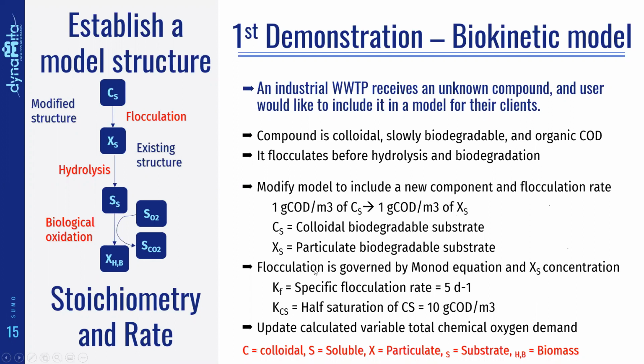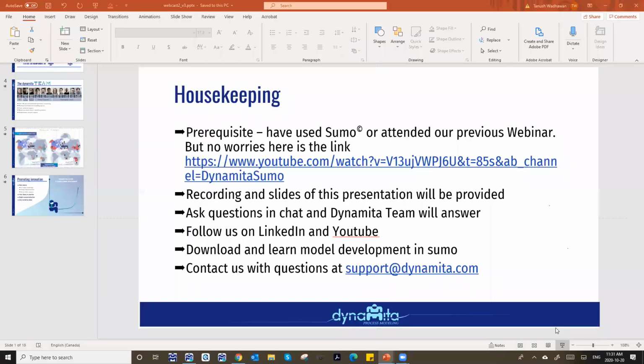There is a flocculation reaction, which is governed by a Monod equation and dependent on the XS concentration, meaning the more particulate, the higher the flocculation rate. The two parameters which we need to define for the rate are KF, which is the specific flocculation rate, and from data we identify it's 5 per day, and the half saturation rate for CS, which is 10 milligram per liter. And on top of that, we will have to update our total COD calculation, which is part of the calculated variable sheet. So let's go and do this example.